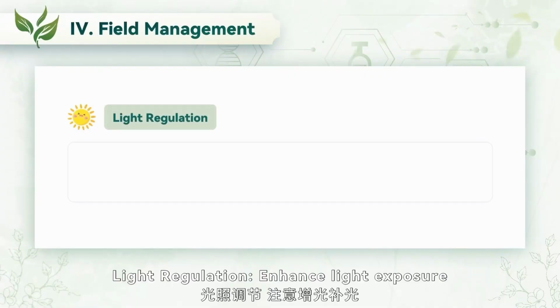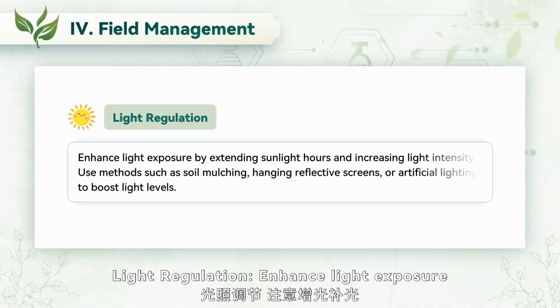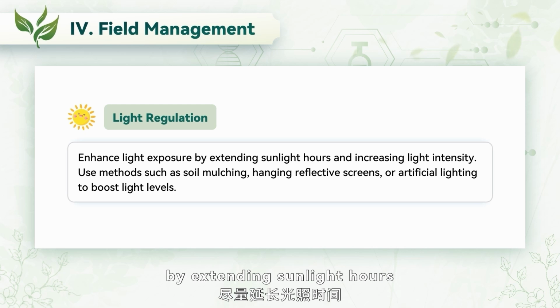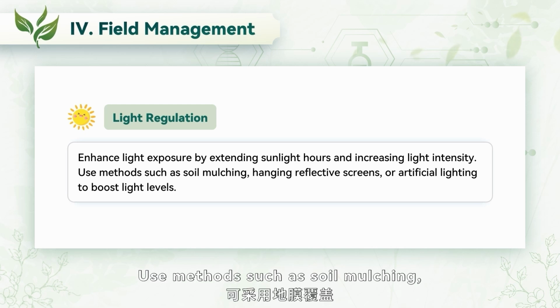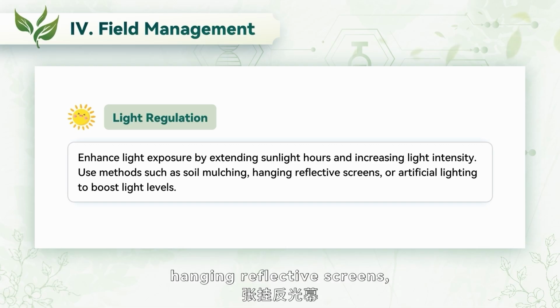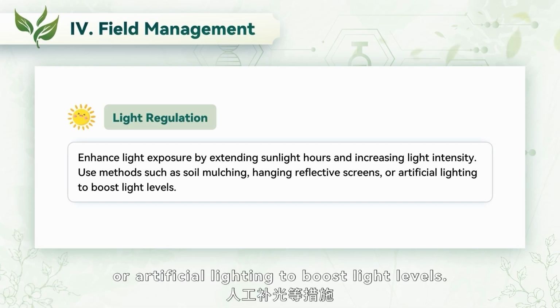Light regulation. Enhance light exposure by extending sunlight hours and increasing light intensity. Use methods such as soil mulching, hanging reflective screens, or artificial lighting to boost light levels.